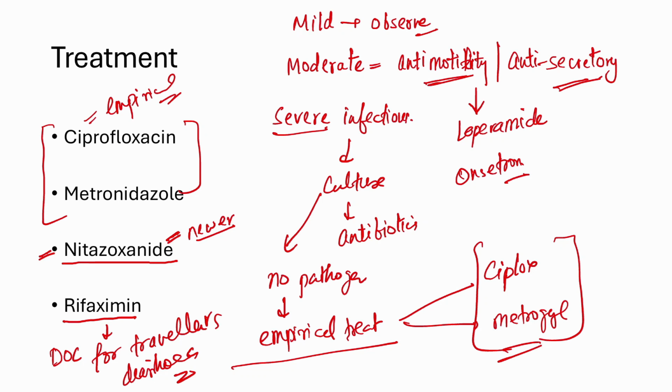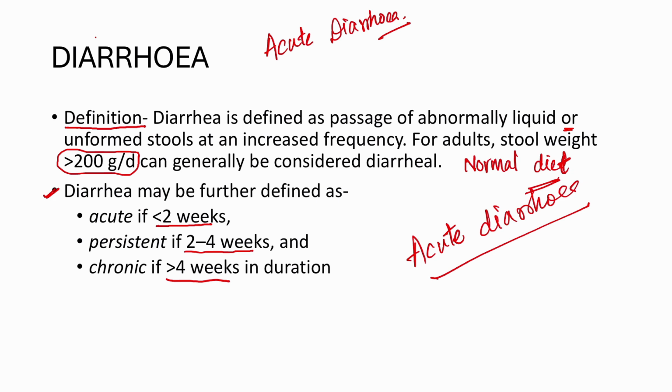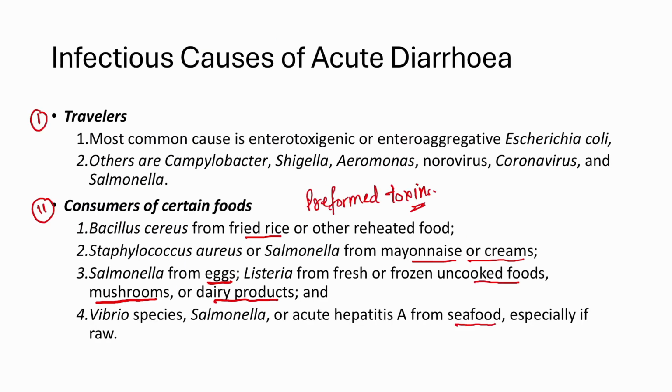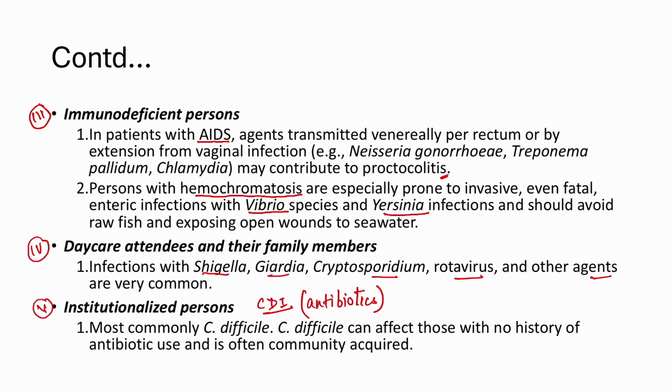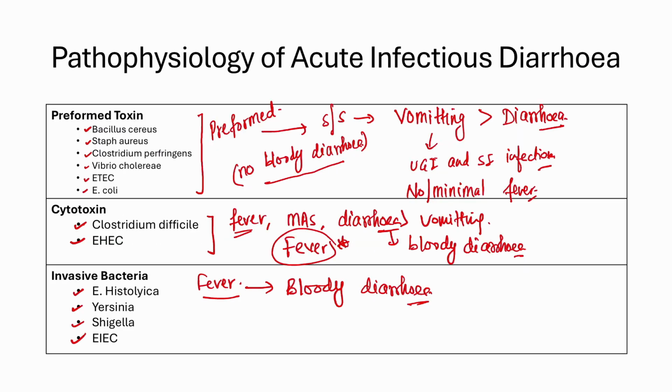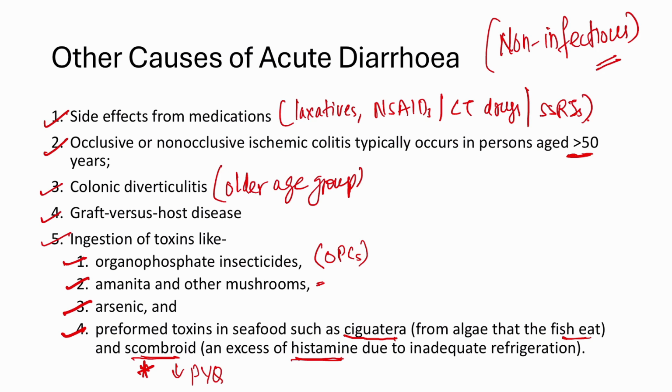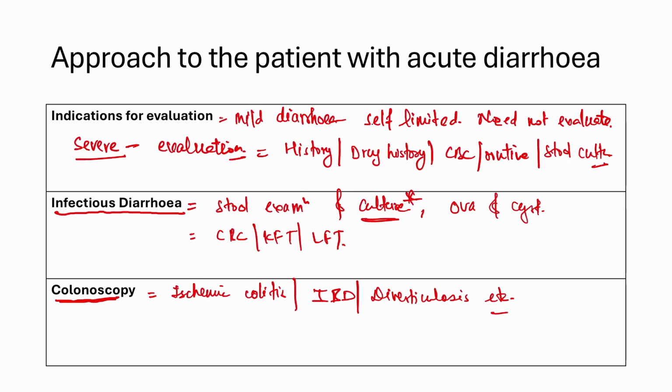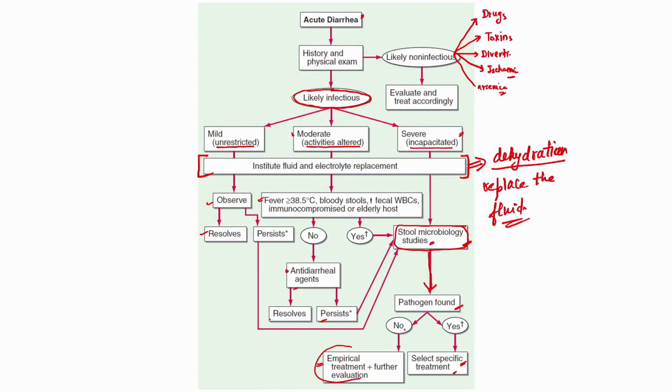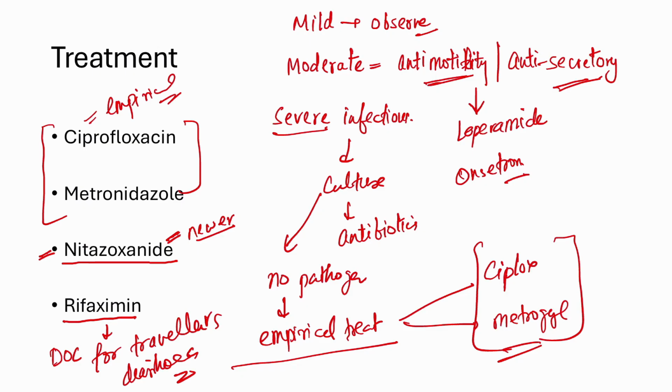Let us recap them once again. Definition of diarrhea, infectious causes, 5 individual groups, right? Then the pathophysiology of diarrhea, then other causes of diarrhea, then we have learned the approach to diarrhea, acute diarrhea basically, then we have studied the treatment. So that is all about this video.